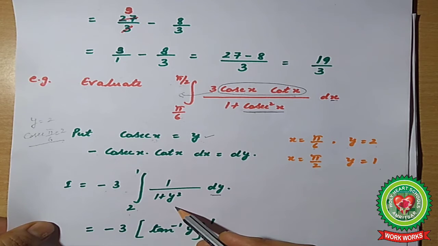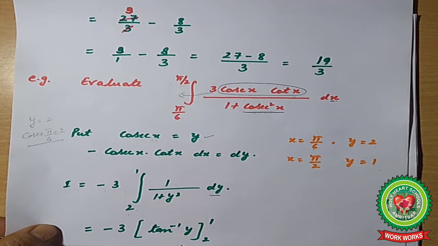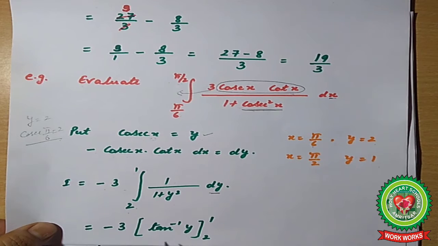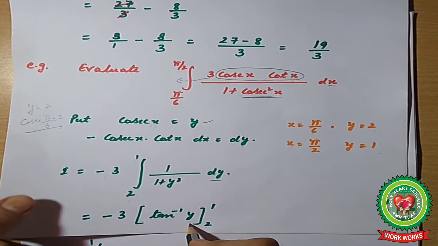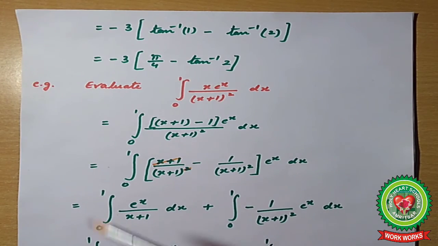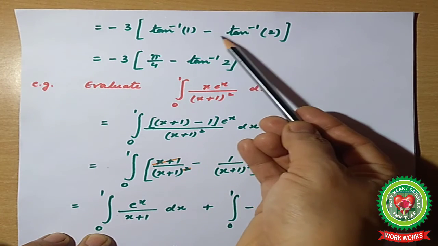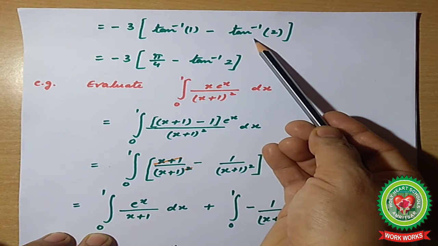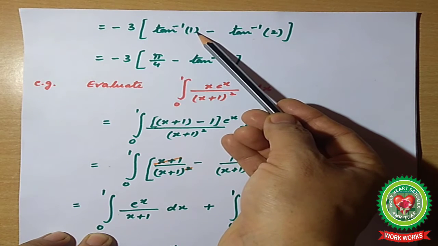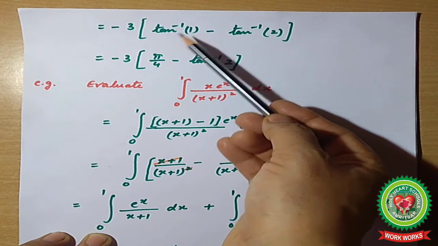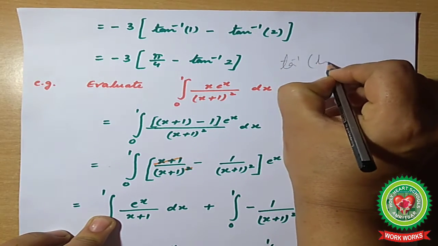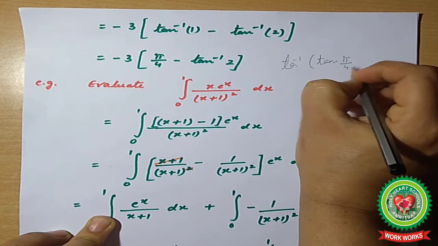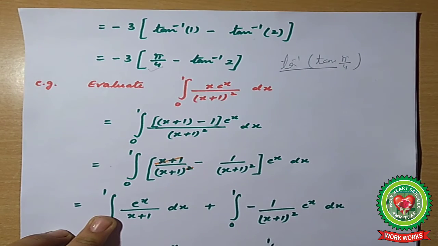We will integrate 1 upon 1 plus y square, that is the integration of tan inverse y, minus 3 tan inverse y, 2 till 1. We will put the value here, then we will find out the result. Minus 3 tan inverse 1 minus tan inverse 2. Tan inverse 2 is as it is there, and tan inverse 1 is pi by 4. So it will be pi by 4 there.